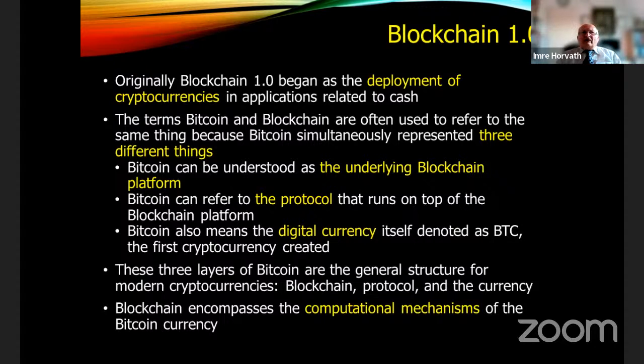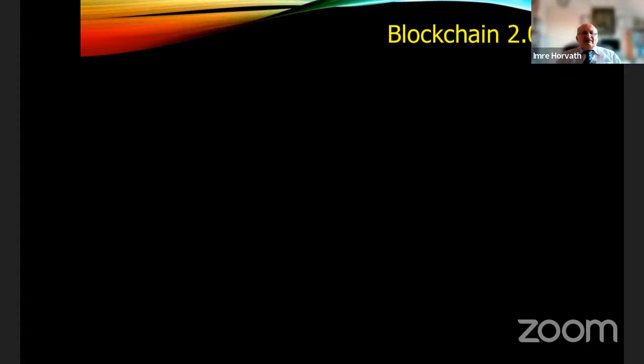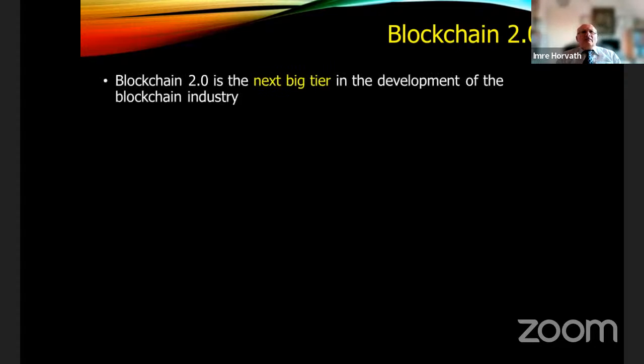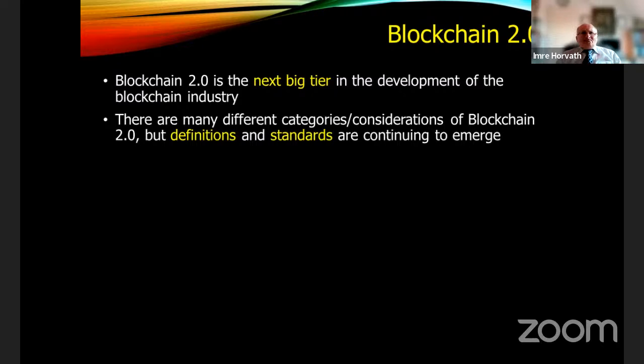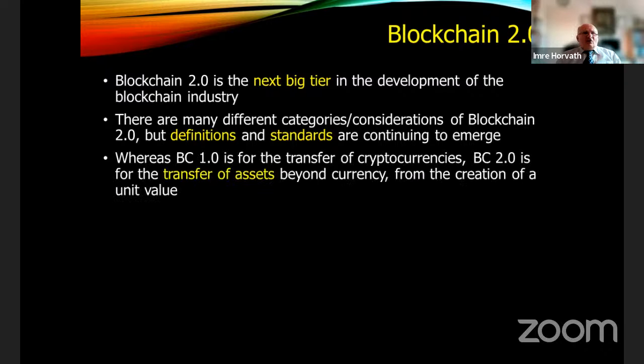The last thing I want to mention about blockchain 1.0 is that it encompasses the computational mechanism of the Bitcoin currency. Different additions have been introduced in blockchain 2.0, which is the next big tier in the development of the blockchain industry. There are many different categories and considerations of blockchain 2.0, but the definition and the standards are not out there yet, so not everything is shared at this very moment.